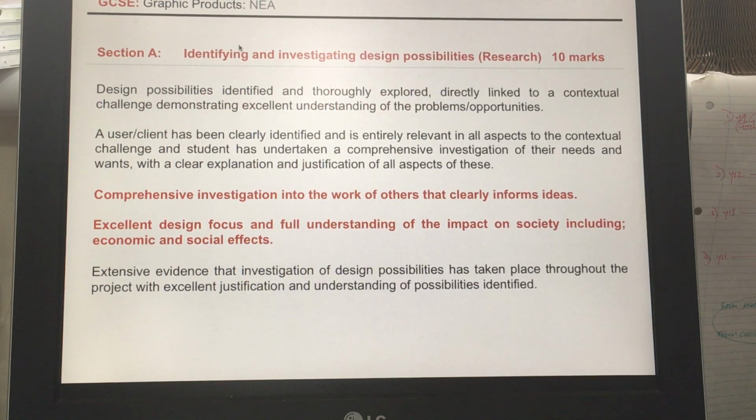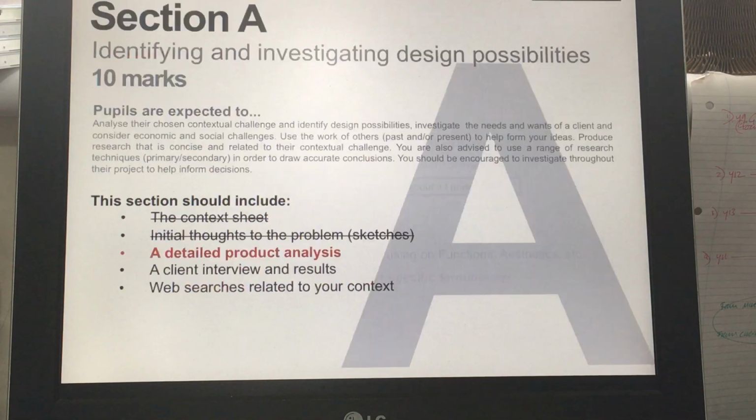So here's the descriptions for the top tier mark for section A. We're looking at this bit, a comprehensive investigation into the work of others that clearly informs your ideas. So we're looking at the work of others, excellent design focus with full understanding of the impact on society, including economic and social effects. We're going to try and incorporate that into the work we look at today.